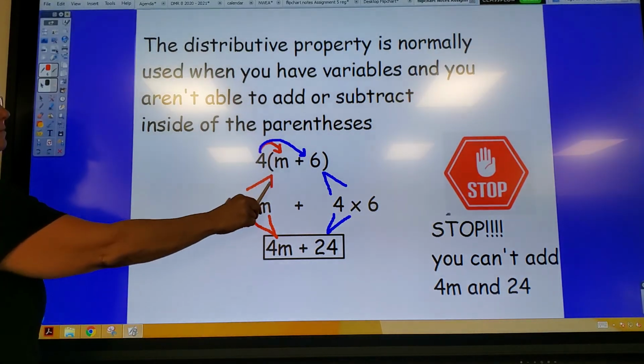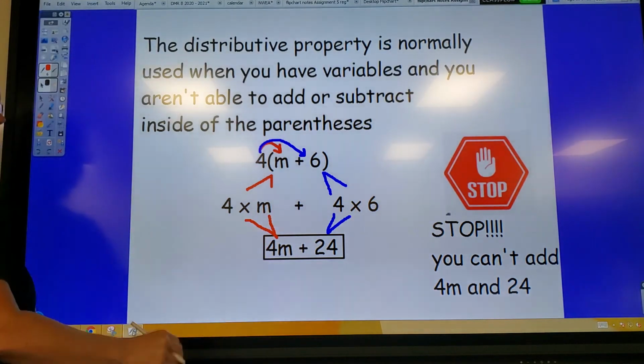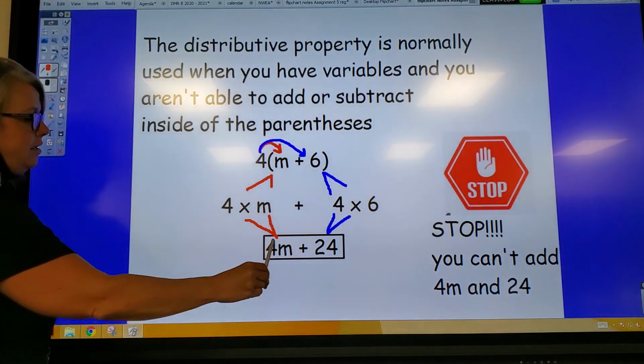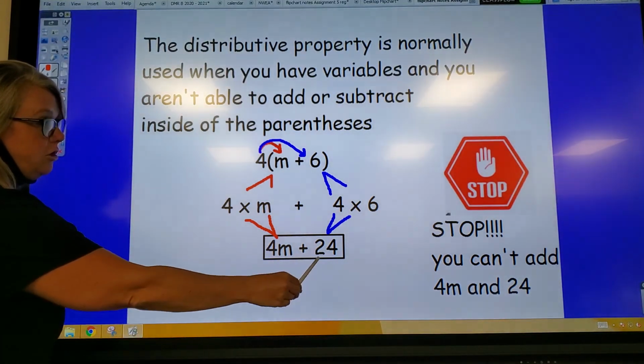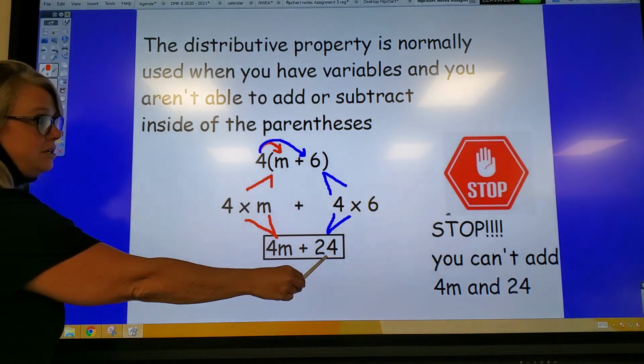So 4 times m would be 4m, and 4 times 6 is 24. And then you stop. That's it. That's your answer. Okay? You cannot, once again, you cannot add these two terms because this term has an m and that term does not.